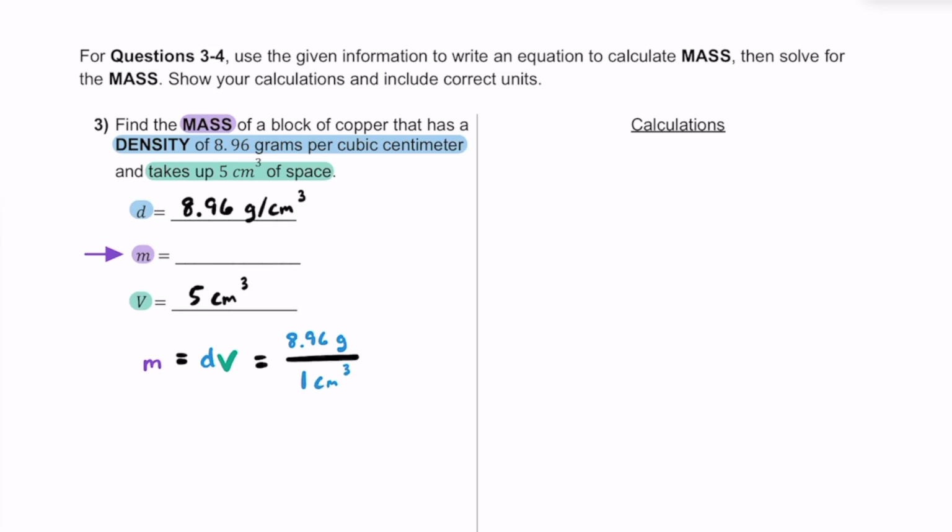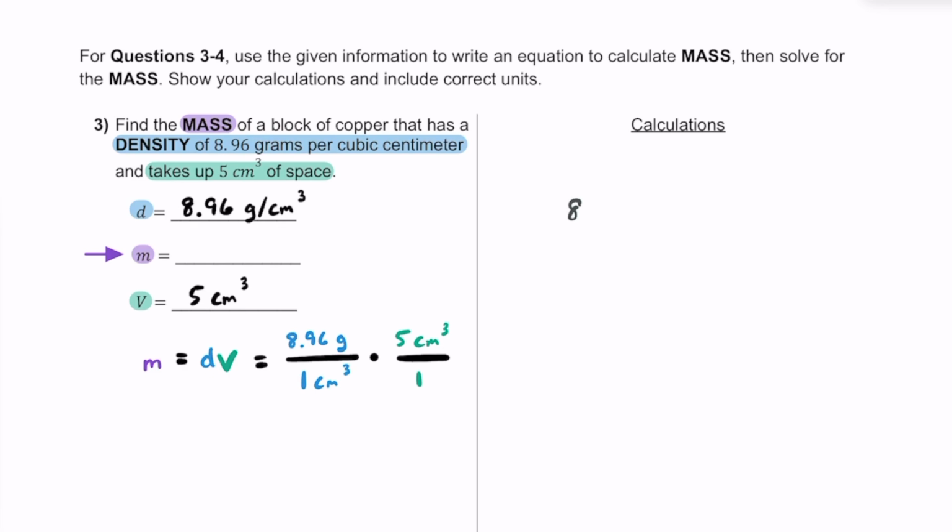And we're going to multiply this by our volume. Now our volume here is going to be 5 cubic centimeters, so I'm going to write it as 5 cubic centimeters. And I'm going to write that over 1, just because you can write anything over 1. All right, so when you multiply fractions, we're just going to multiply the numerators here and then multiply the denominators over here. So let's do those calculations on the side.